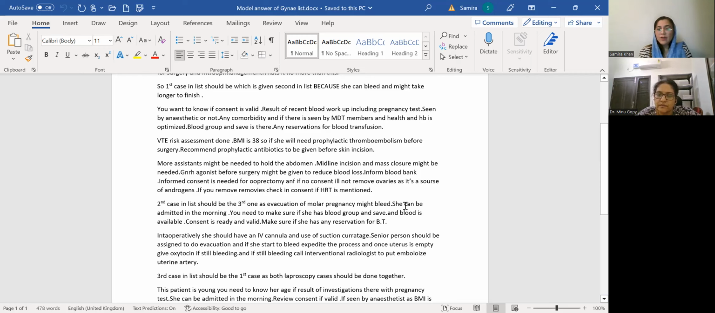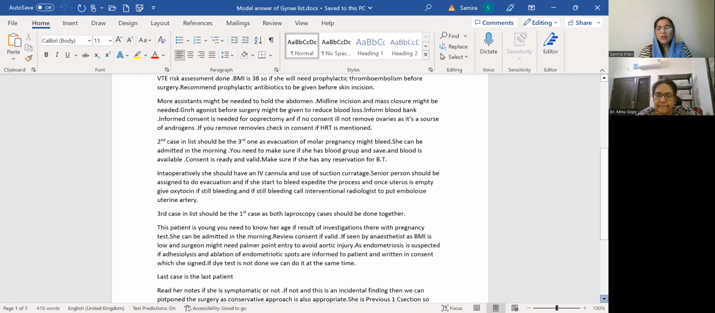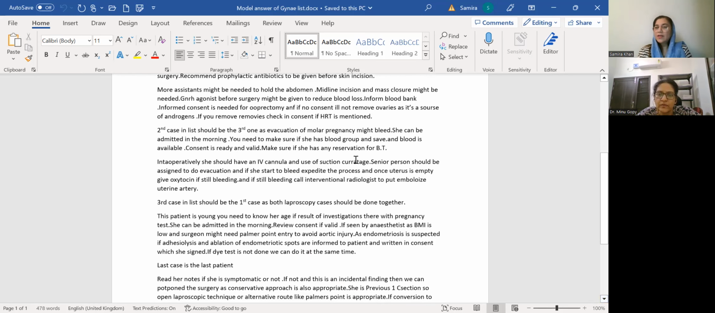So evacuation of molar pregnancy, she can bleed. You have to do blood group and save for her. If blood is available, consent is ready and valid. Make sure, if she is a patient who is going to bleed, you want to say the same things: blood bank informed or not, any reservation for blood transfusion, group and save. Okay, what's her hemoglobin? The last hemoglobin.